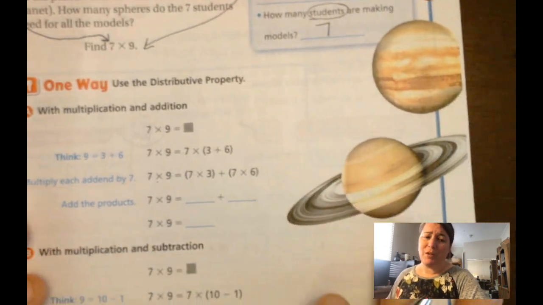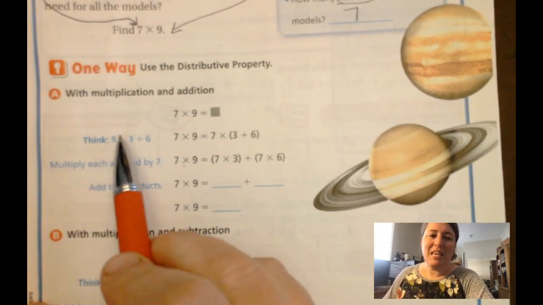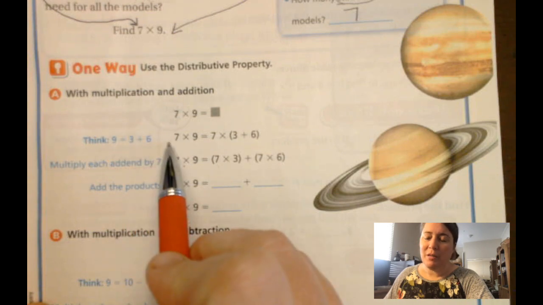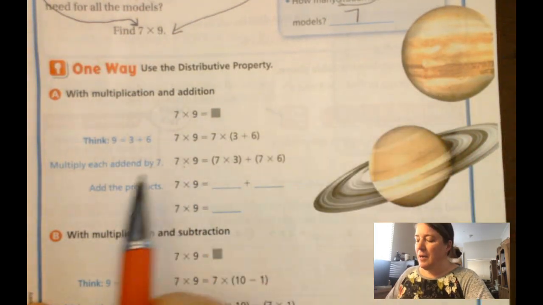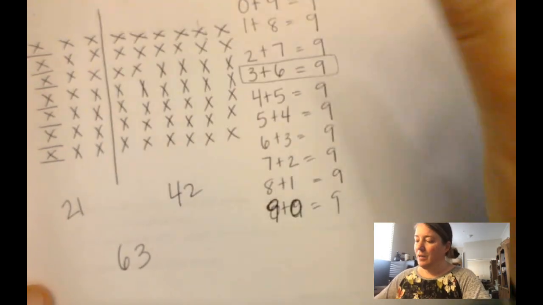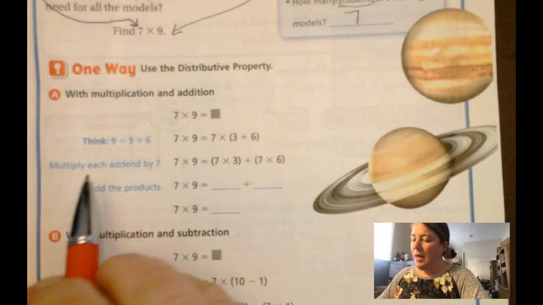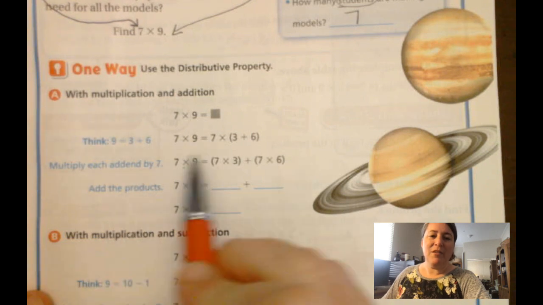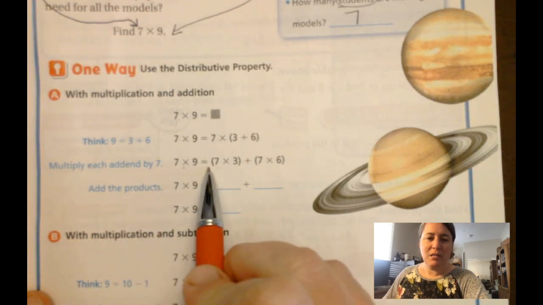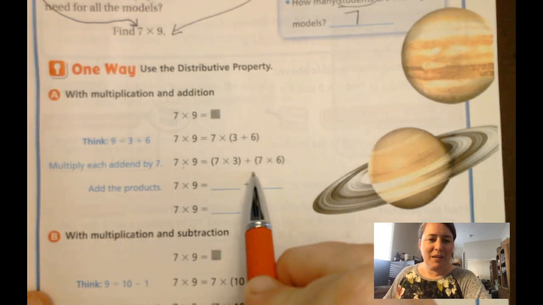Now what we're going to do is fill things in. So it says, think that 9 is the same as 3 plus 6. Okay, we did that. And that was when we did here, right? 3 plus 6. So we did that. Okay. Multiply each addend by 7. So we multiply the 3 pieces by 7. We multiply the 6 pieces by 7.